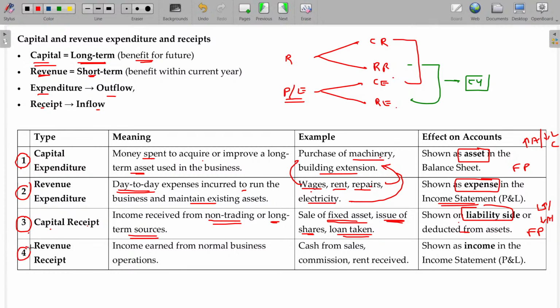In case of revenue receipts, it is income earned from normal business operations, like cash from sales, commission, rent received. All these are examples of revenue receipts. Usually this will be shown in the income statement, the P&L account. It will fall under the income side, and revenue expenditure will fall under the expense side. These two in the financial position will affect the assets and liabilities. Clear? Hope you will now be able to understand the second block also.